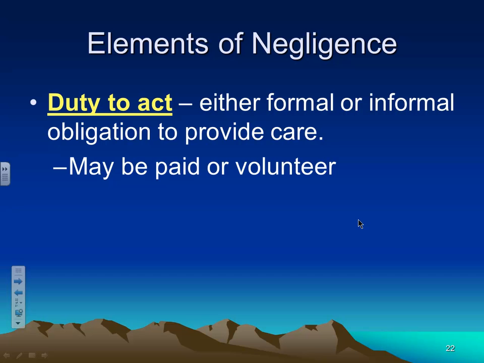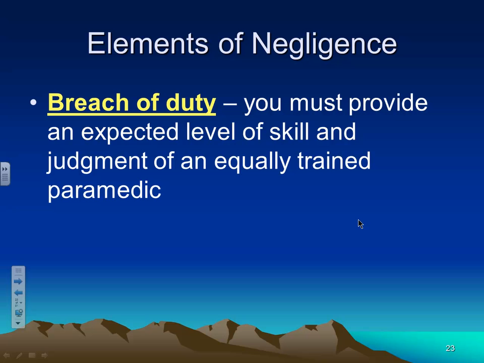So the duty to act, as we said a minute ago, is either formal or informal, paid or volunteer, but you've made some type of contractual agreement. Breach of duty really has 2 parts to it. Breach of duty is that you have got to have provided a certain level of care as an equally trained paramedic anywhere else would. So that means if you either do the wrong thing or you are absent and you don't provide the service that you should, either one of those can constitute breach of duty.